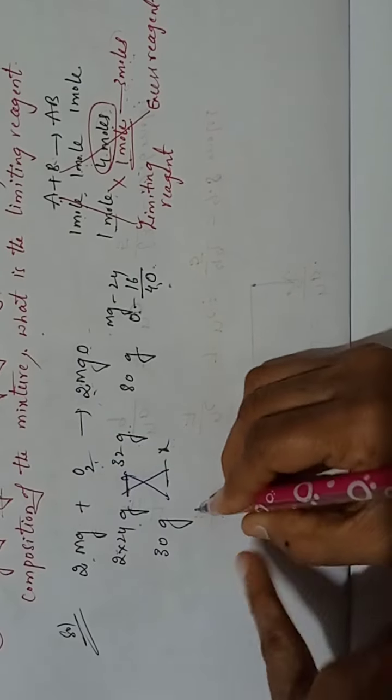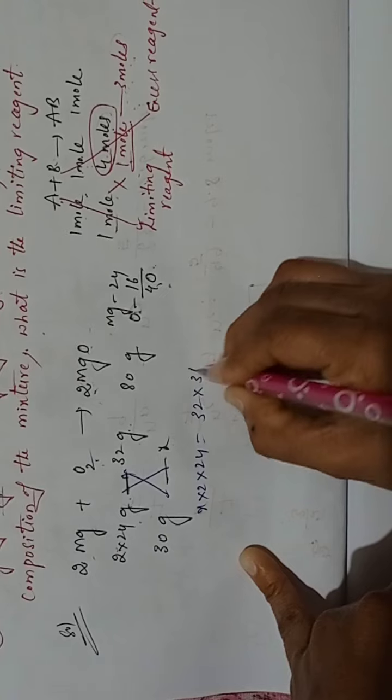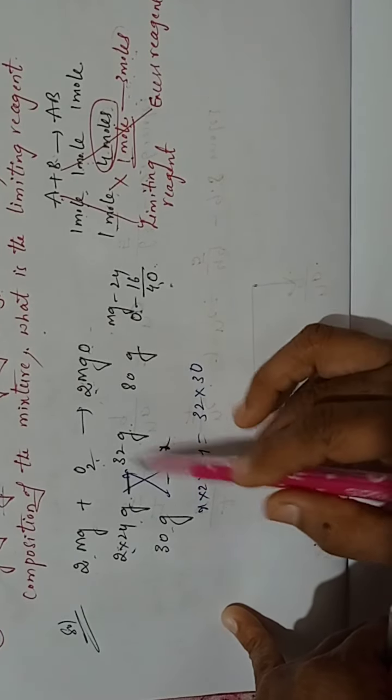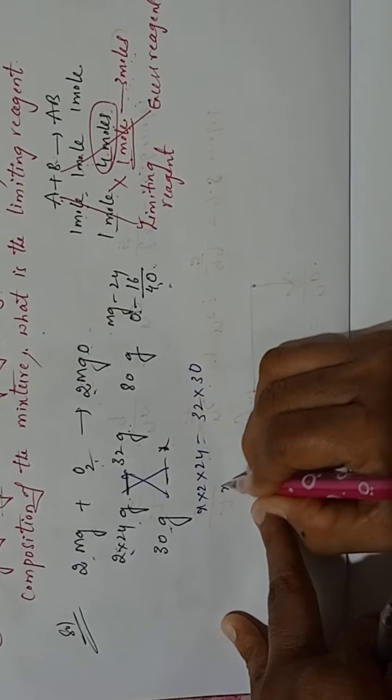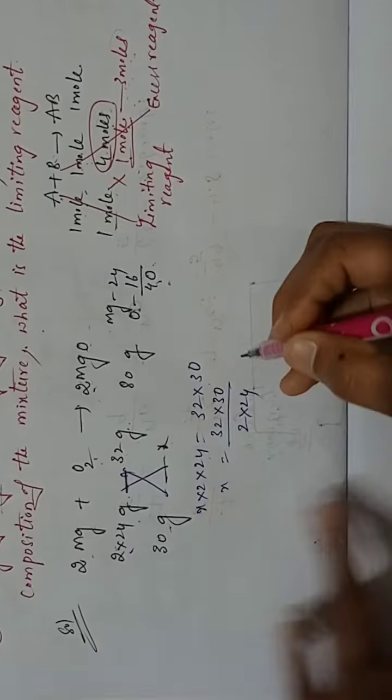Cross multiplication: x into 2 into 24 is equal to 32 into 30, correct? X into 2 into 24 equals 30 into 32. So x is equal to how much, students? 32 into 30 by 2 into 24, correct?